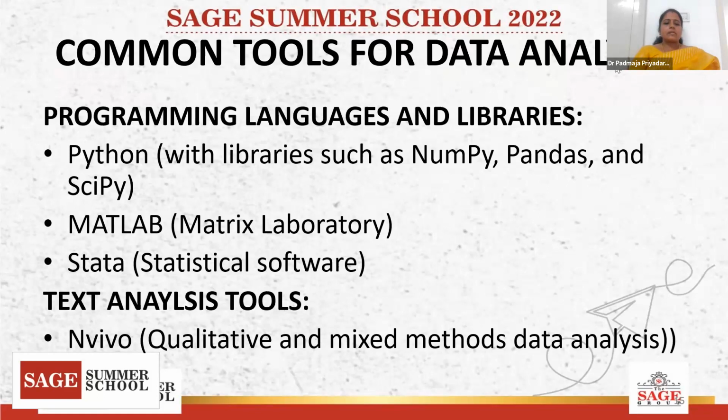Okay, sometimes what happens, text analysis. When we try to do text analysis, it is qualitative. We have some texts. We don't have numbers. We have texts. Based on the text, we want to do some analysis.